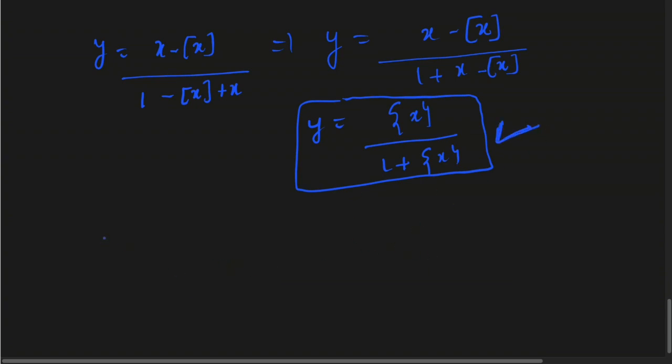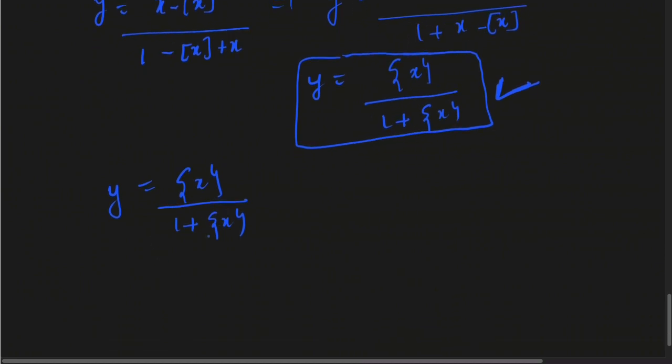So we need to find the range of y equals the fractional part of x upon 1 plus the fractional part of x. So in this method, what we do, we represent x as a function of y. Here it is written as y as a function of x. Now we will write x as a function of y. We will denote x in terms of y. So let us do this.